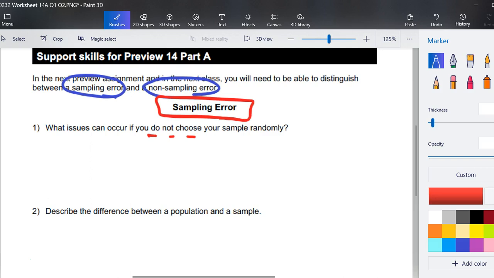This is a great time to go ahead and hit pause, work on questions 1 and 2 at least, and maybe keep going with 3, 4, 5, and 6. But hit pause, work on question 1, and then come back and let's walk through some thoughts together.